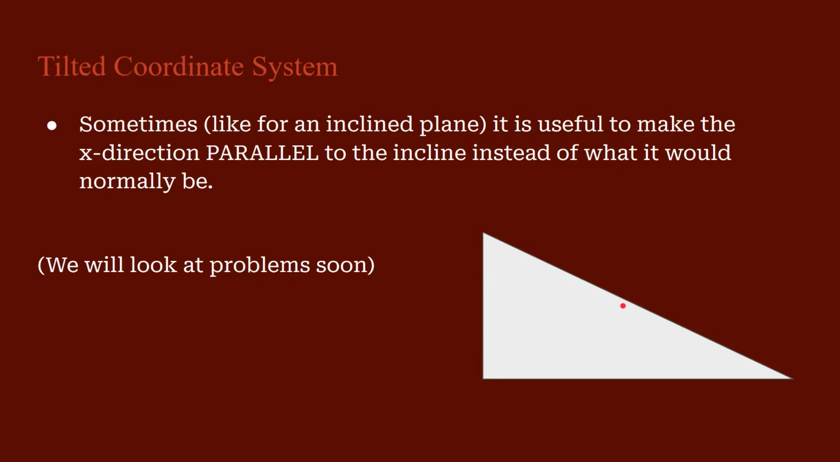All right, tilted coordinate system. I already said this earlier in the video, that sometimes it makes more sense to have our x direction as something that's tilted. So we could say this is the x direction instead of it being just flat. And that makes sense for an inclined plane.